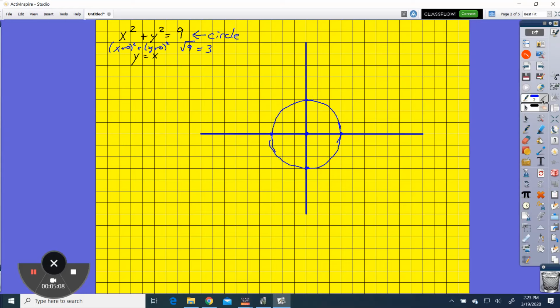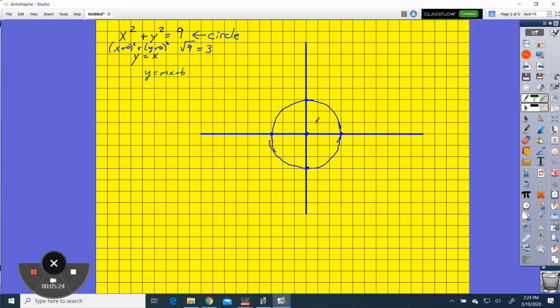Okay. Now, the next one says that I have y equals x. It's a beautiful circle. Don't make fun of it. The next one says I have y equals x. So that's in y equals mx plus b form. So the b is 0. M is just a 1.